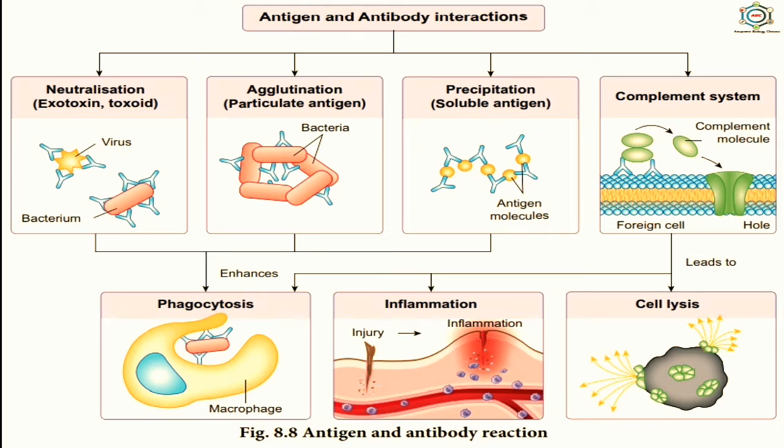Next is agglutination, that is particulate antigen. Certain antibodies cause the particulate antigens like bacteria and red corpuscles to stick together in clumps, thus immobilizing them for easy disposal by the phagocytes through ingestion. They are termed agglutinins. Next is precipitation, that is soluble antigen. Other antibodies combine with the antigens to form precipitates that are easily ingested by the phagocytes. They are known as precipitins.